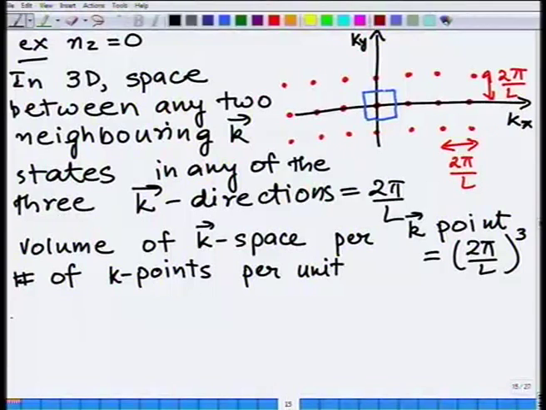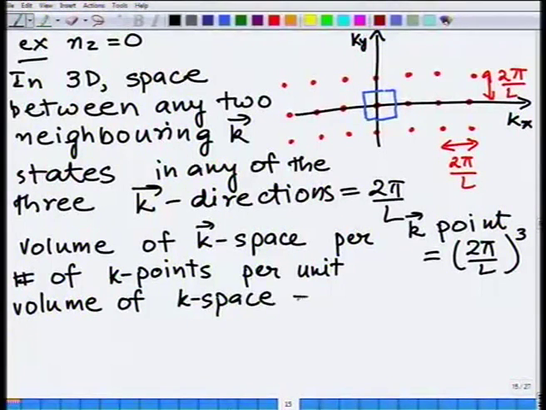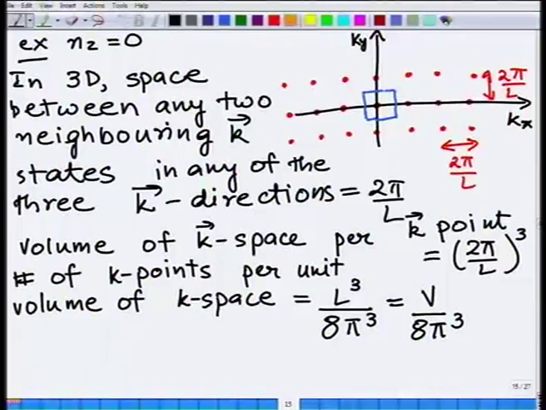of k space is just the inverse of this, which will be L³ divided by 8π³, which is equal to V, the real volume in real space, divided by 8π³. So that is what this quantity is.